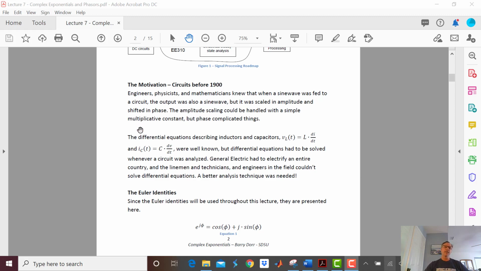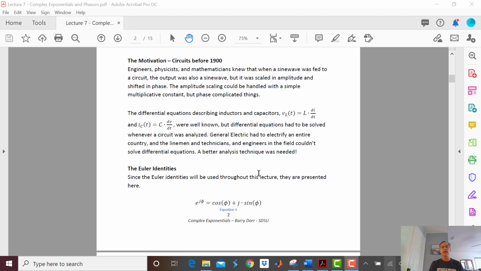So also back then in the olden days, the differential equations describing inductors and capacitors, namely V sub L equals L di/dt and I sub C equals C dV/dt, they knew those. But differential equations had to be solved every time you analyzed a circuit. So General Electric had to electrify an entire country, and the linemen and technicians and engineers in the field couldn't always solve differential equations. So they needed a better analysis technique.